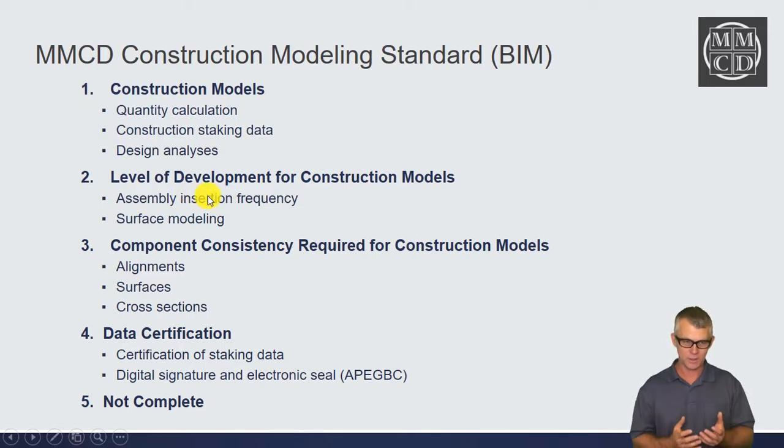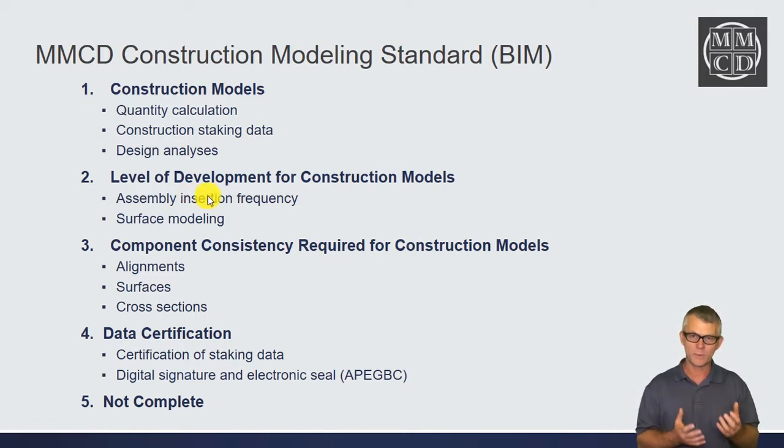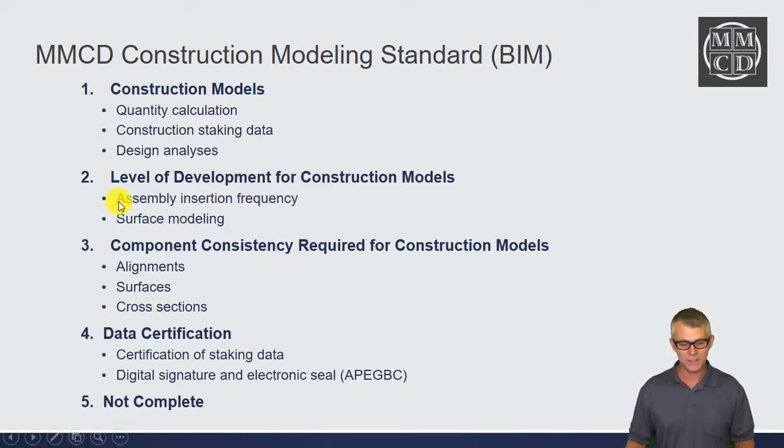So essentially, when you have a surface, what are the minimum requirements for a proposed surface that will result in proper construction staking and layout practices, given that we're using digital data? So things like corridor assembly insertion frequency and surface modeling standards. Also, the component consistency required for construction modeling. Are we using alignments? And how are we using alignments and profiles? How are we using surfaces? And how are we using cross-section data?